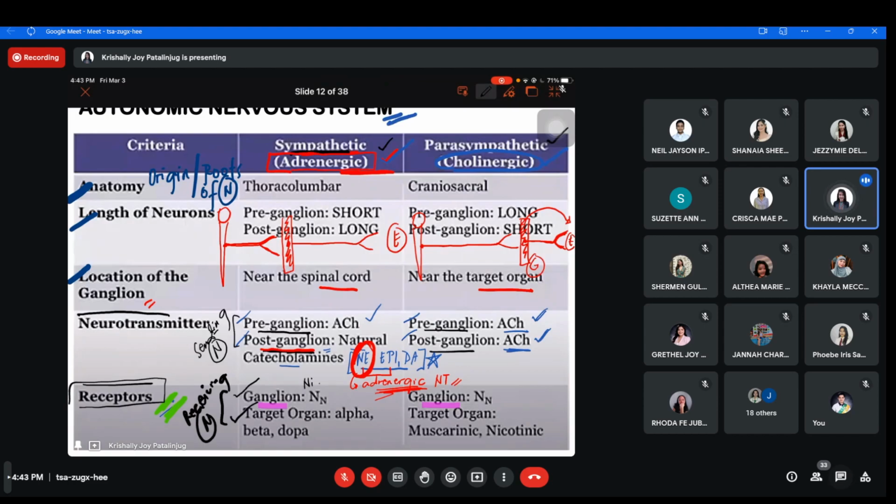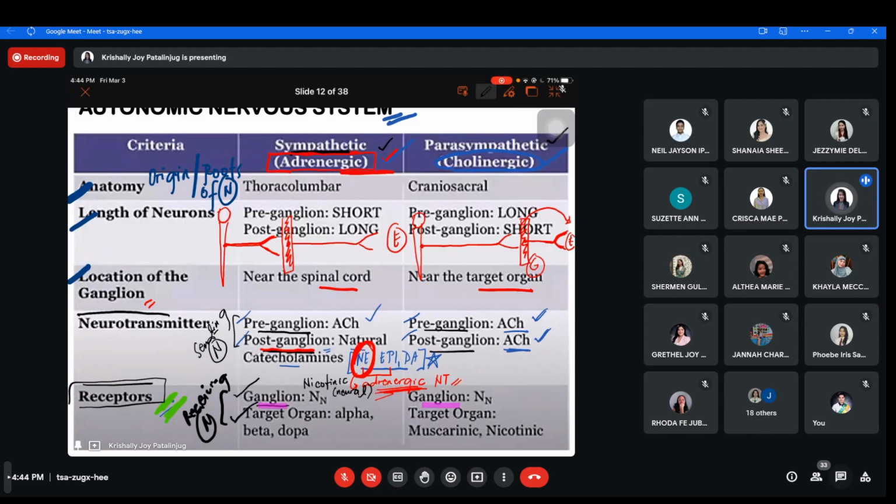Ang term niyan is nicotinic. Nicotinic yan ha. Neural. Nicotinic neural. Okay? Receptor. Okay, so again, NN receptor stands for nicotinic neural receptor. So parehas sila, both sympathetic and parasympathetic na receptor na makikita sa ganglion. Now, question, why is it the same? Bakit the same yung receptor sa sympathetic and parasympathetic for ganglion?